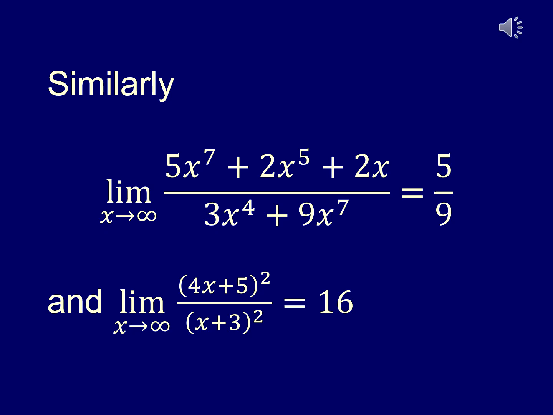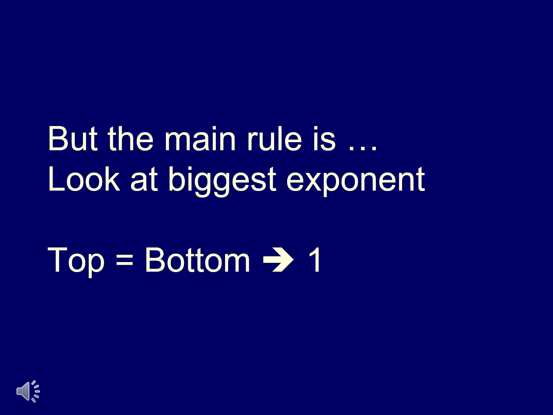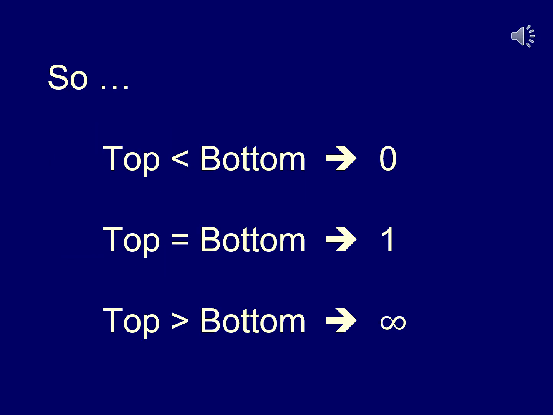Usually, when your exponents are the same, you're going to have a limit of 1, but the weird stuff happens when there's numbers in front. Again, though, the main thing you want to remember is look at that biggest exponent, and if they're equal, the top equals the bottom, then usually your limit is 1. So summing it up, if the top's less than the bottom, your limit's 0. If the top equals the bottom, your limit's 1. And if the top's greater than the bottom, the limit is infinity.